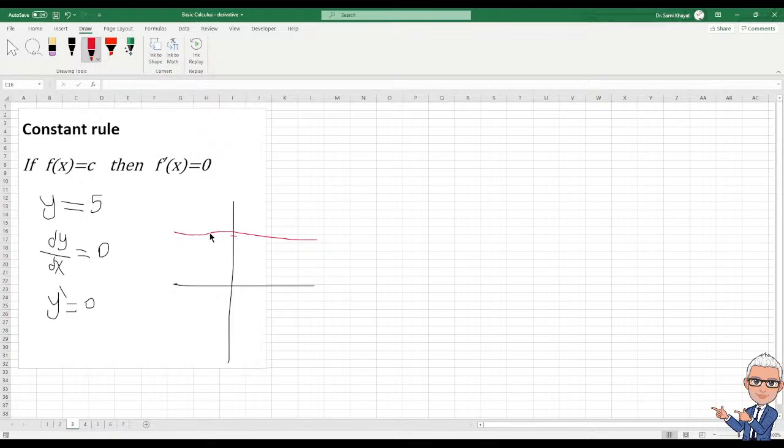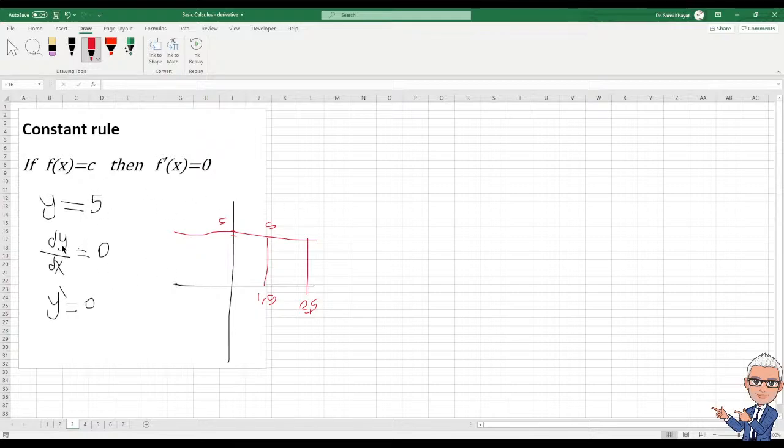This is a straight line passing through 5, meaning for any value of x, you get y equal to 5. If x is 1, y is 5. If it is 2, it's still 5. The y is always 5.